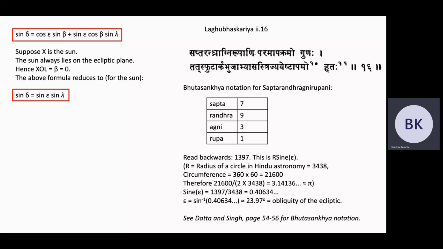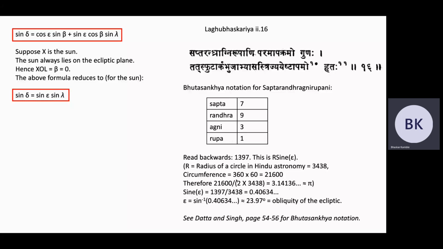So a circumference is taken as 21,600 units. When you take the circumference by diameter ratio, 21,600 divided by twice 3438, you get the value which is approximately pi, 3.14136. Of course this is an approximation, but as an approximation, this is what is usually taken in Hindu astronomy.